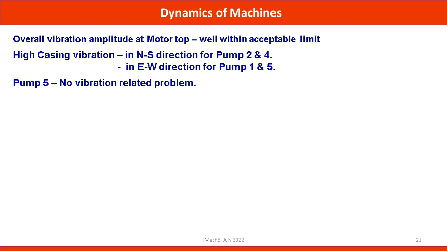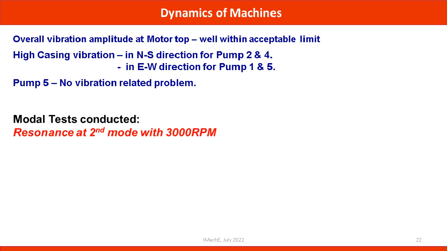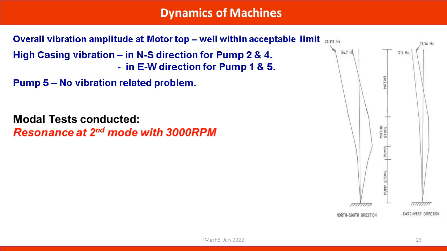So we tried to look at why this is happening, and then we did the modal test. I'm showing one result conducted on one of the pumps in the north-south direction. What we found from the modal test is that it is resonating at the second natural frequency. So the running speed is resonating at the second natural frequency. If you look at this north-south direction, the first natural frequency is around 20 hertz, and the second natural frequency is 54 hertz.